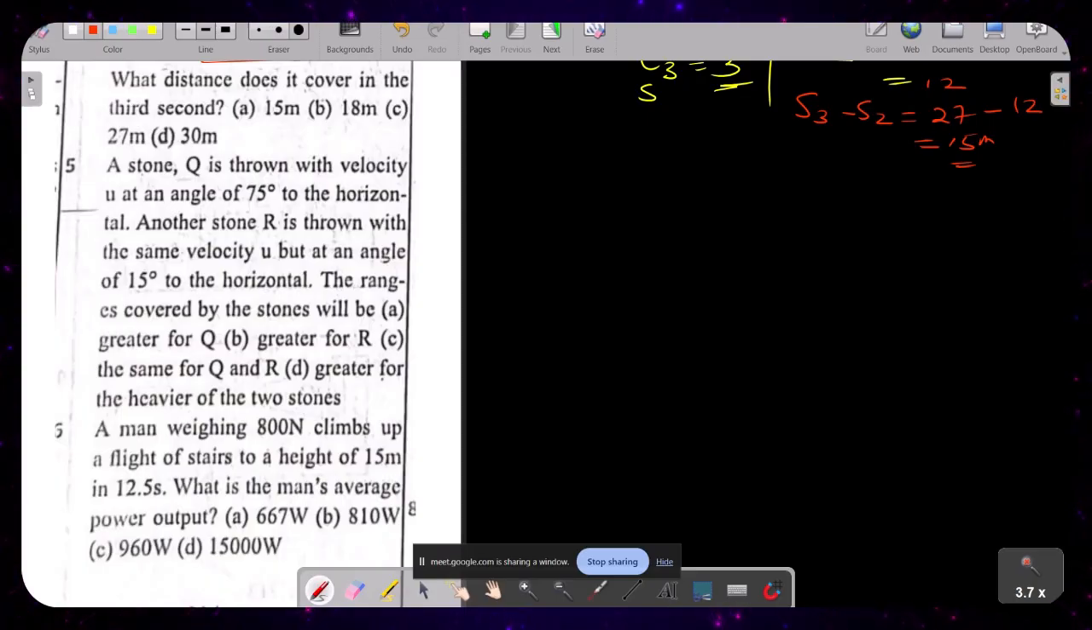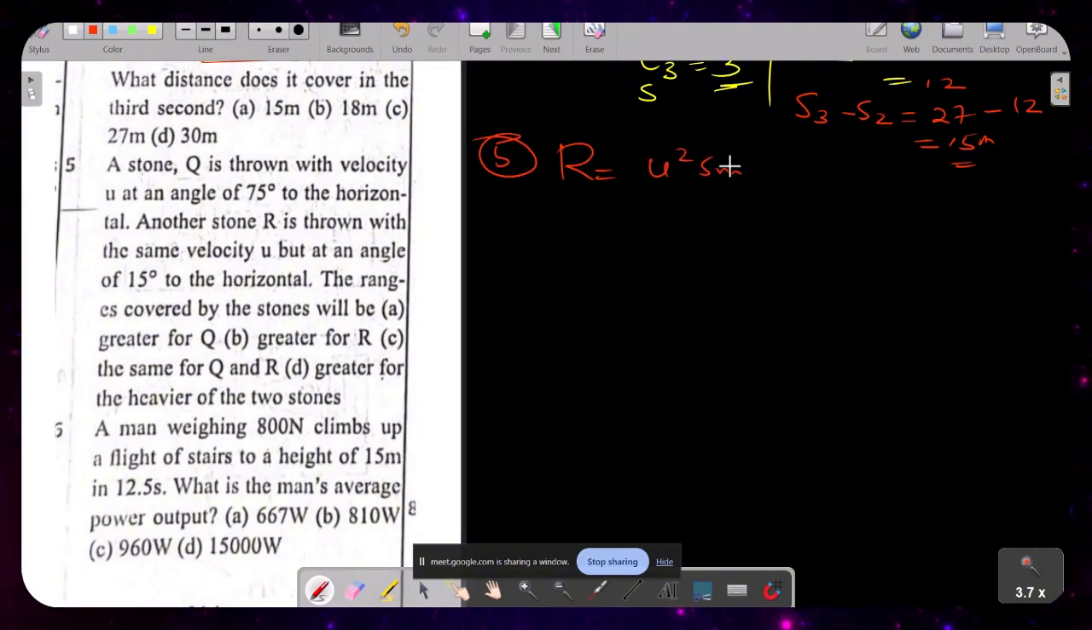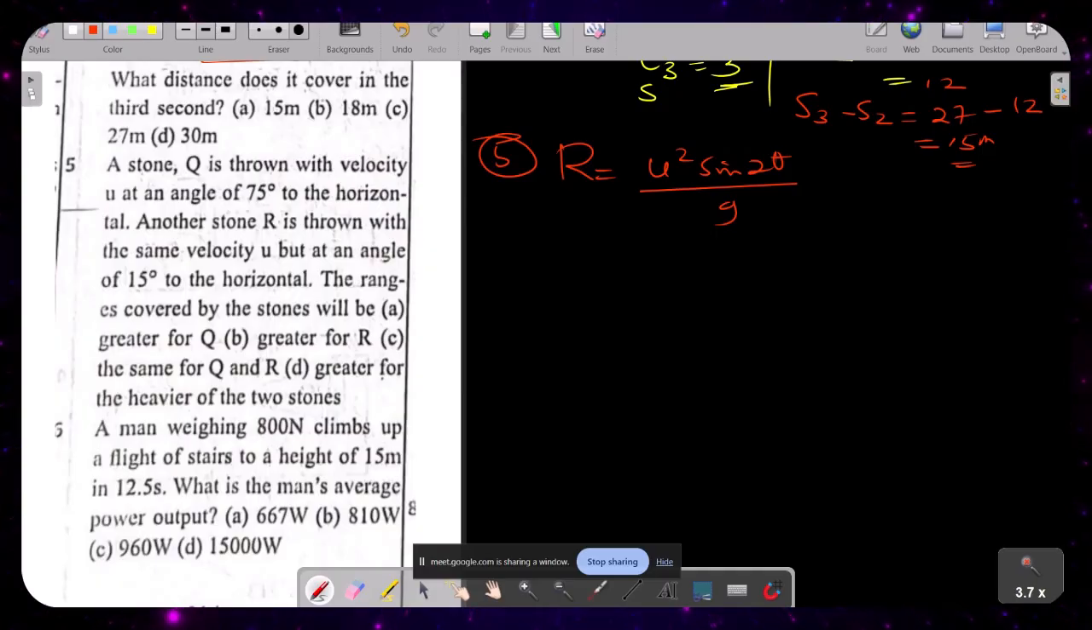All right, so let me quickly do that. The range is going to give you U squared sine 2 theta all over g. So that is your range. This is going to be the formula for your range. Now, what is the question? First of all, they said a stone cube is thrown with a velocity u at an angle of 75 degrees.